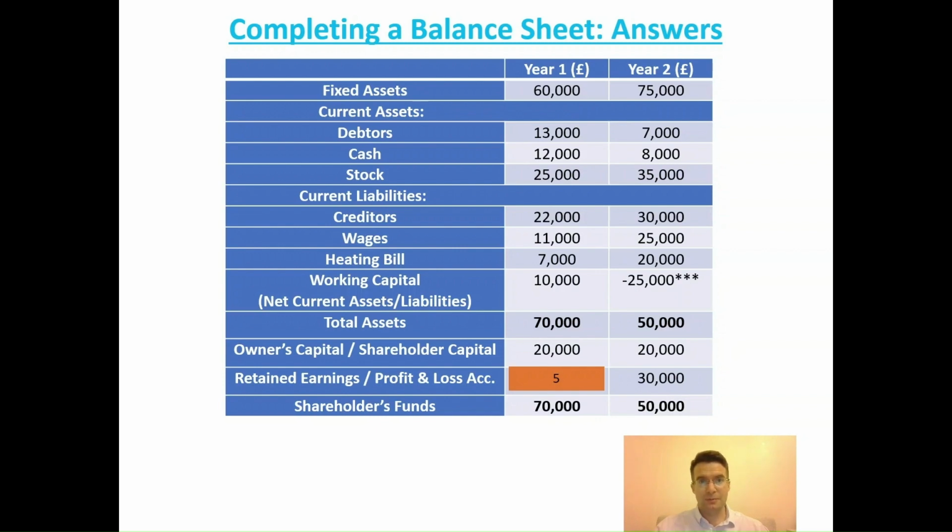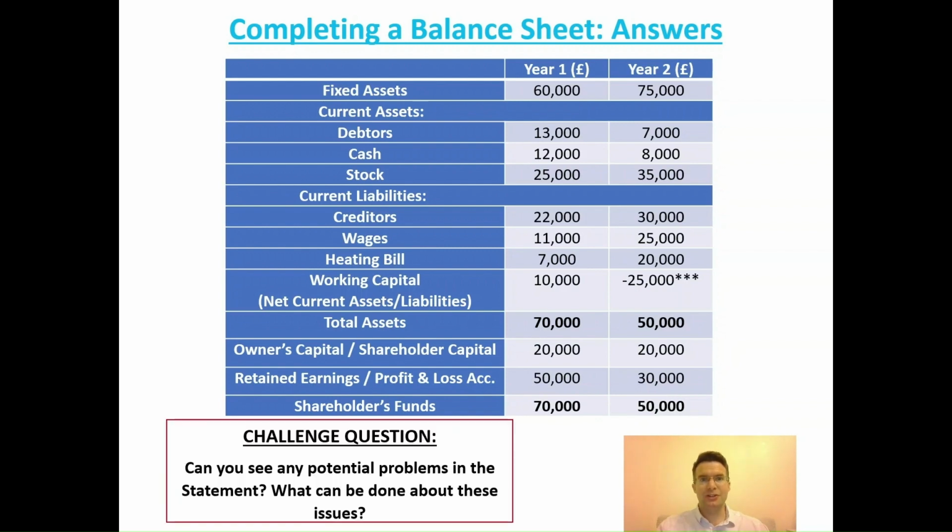We also know that shareholders' funds is calculated by adding together the owner's capital. Remember, if it's a private or public limited company, it's called shareholders' capital. So we add that £20,000 to something under the orange box 5, the retained earnings, and it will equal the shareholders' funds. Now, rearranging the formula, of course, will mean that 20,000 plus 50,000 will equal a shareholders' funds figure of £70,000. A challenge activity you might wish to consider at this point is, can you see any potential problems in the statement?